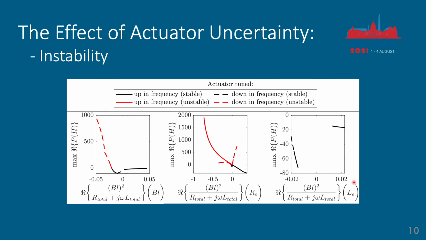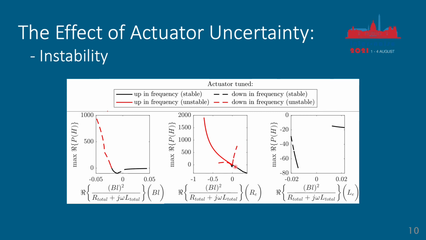For the variation in BL, the actuator tuned down in frequency becomes unstable at this point, which is simply determined by the combination of the other system parameters. The variation in the coil resistance, RE, is sufficient in these cases to change the sign of the total resistance, which causes the instabilities shown here for the actuator tuned up in frequency, and here for the actuator tuned down in frequency.